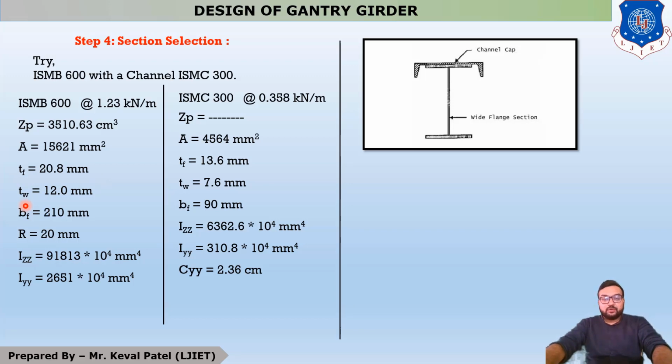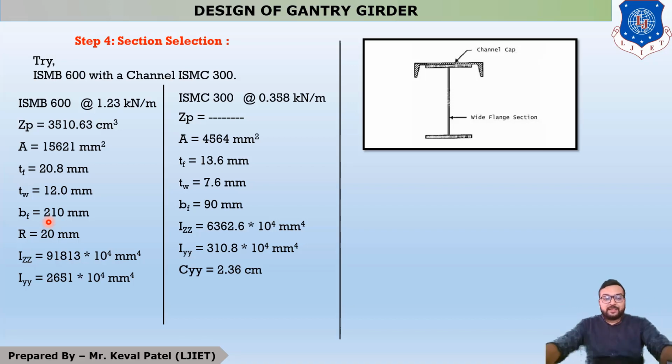TW means thickness of web is 12 mm. BF, width of flange. You can see that we have to provide it. Width of flange is 210 mm. Now, this 210 mm is in the range of 187.5 to 250. You have to provide your width of flange between 187.5 and 250.